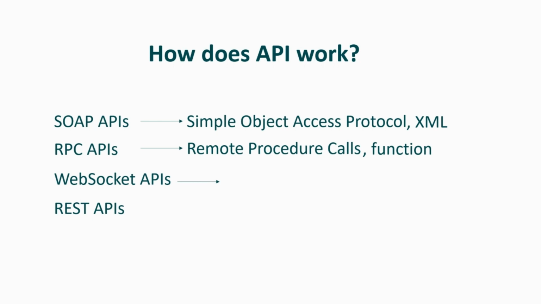WebSocket API is one of the modern web APIs that uses JSON objects to pass data. A WebSocket API supports two-way communication between client and server. That means the server sends callback messages to connected clients, making it more efficient than REST APIs. And the last is REST API.